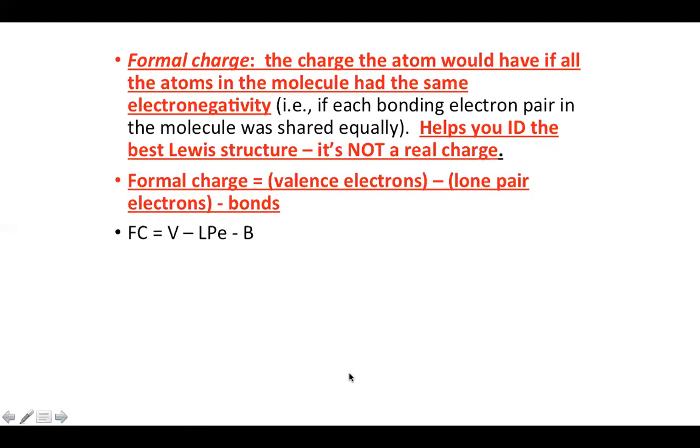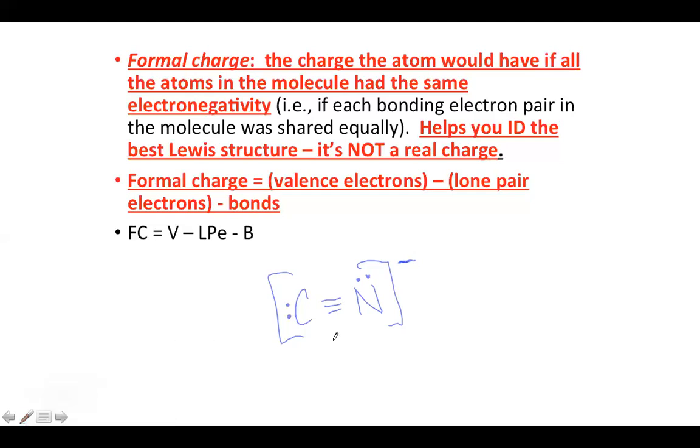So let's do an example. Let's go back to earlier, we looked at CN minus. And we had a lone pair on both the carbon and the nitrogen atoms. So let's look at this carbon one here.